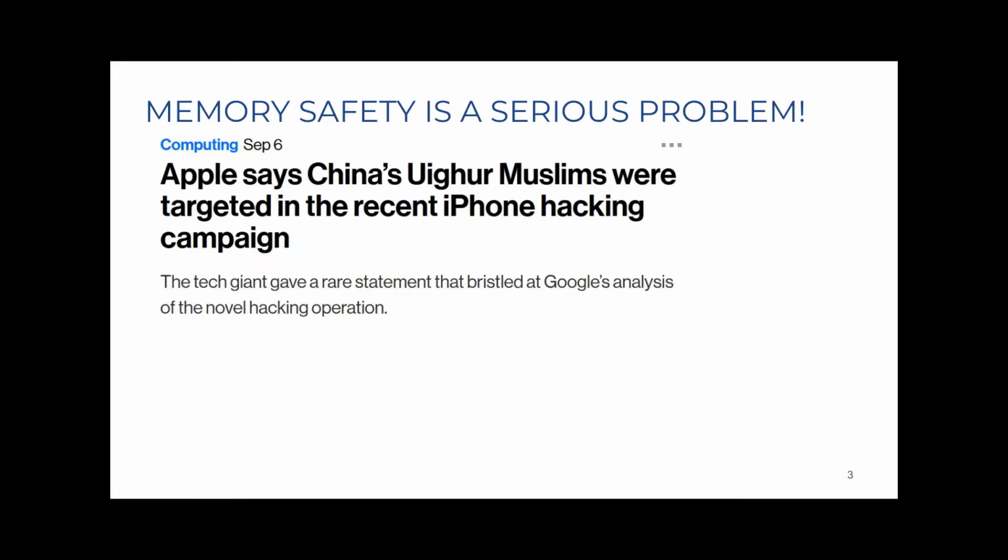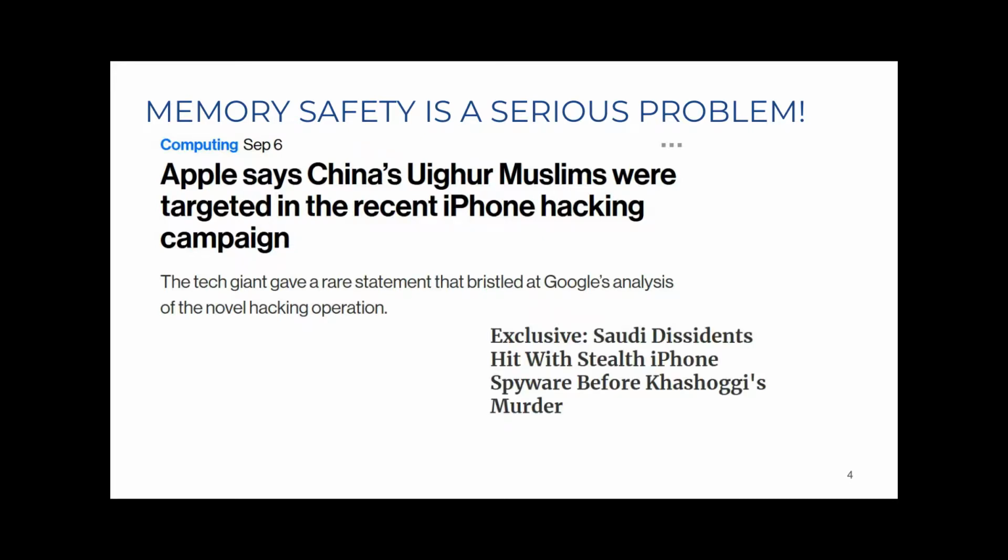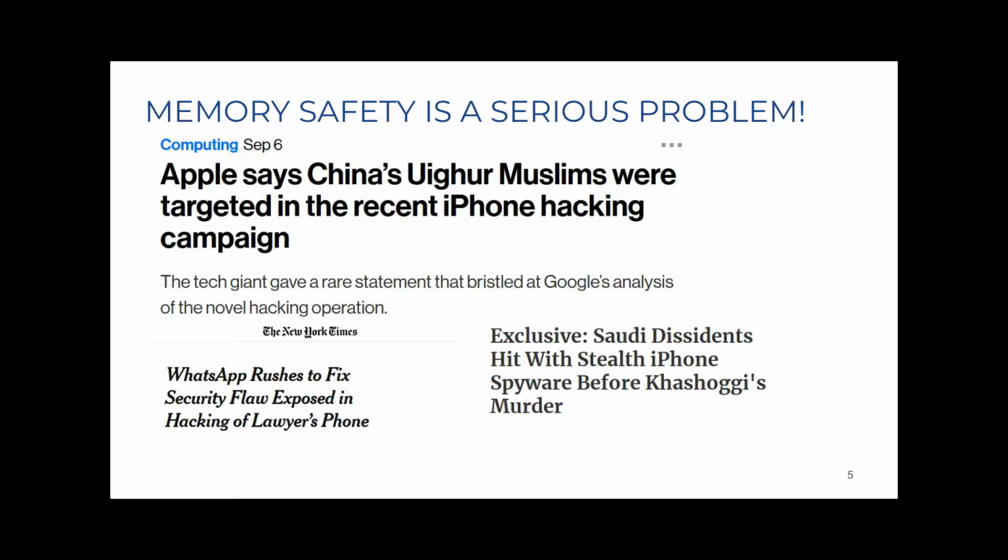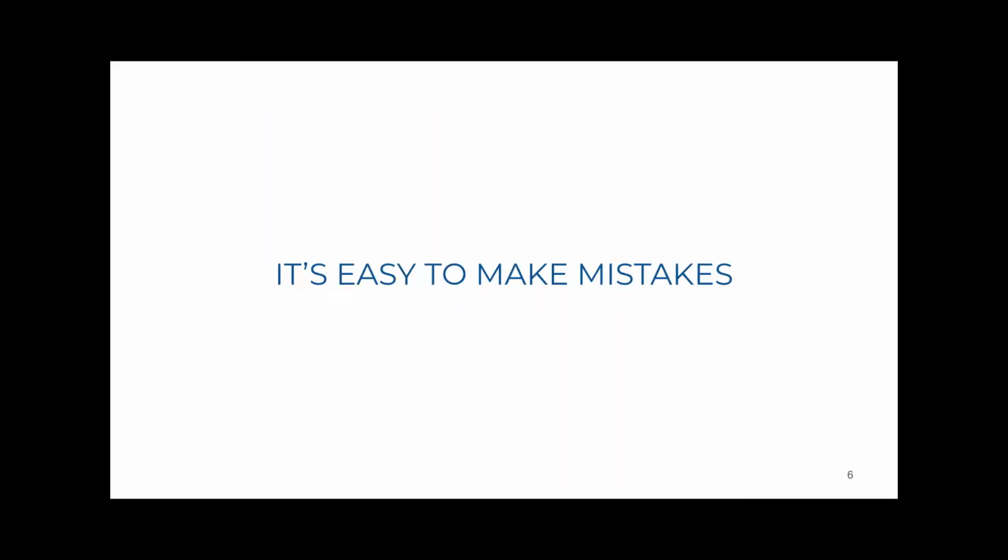Well, the lack of memory safety is a serious problem. People can be discriminated against, spied on, and targeted due to memory safety vulnerabilities. Unfortunately, this problem remains as current today as it has ever been. The reality is that memory safety vulnerabilities are very easy for developers to introduce unwittingly.